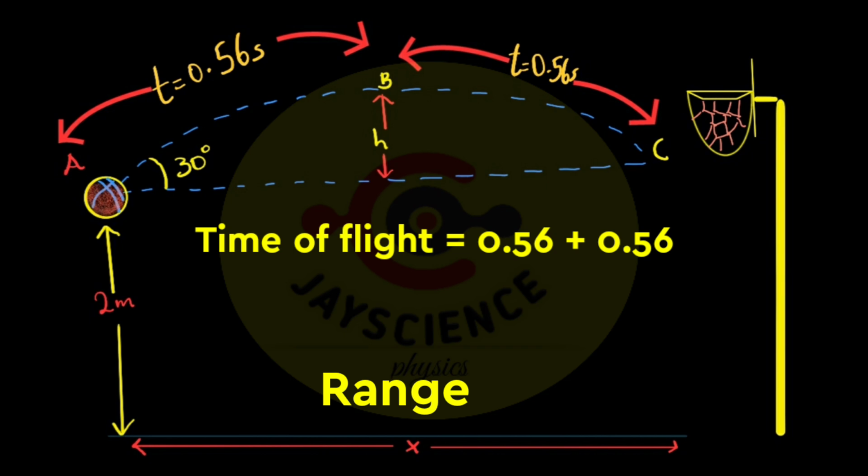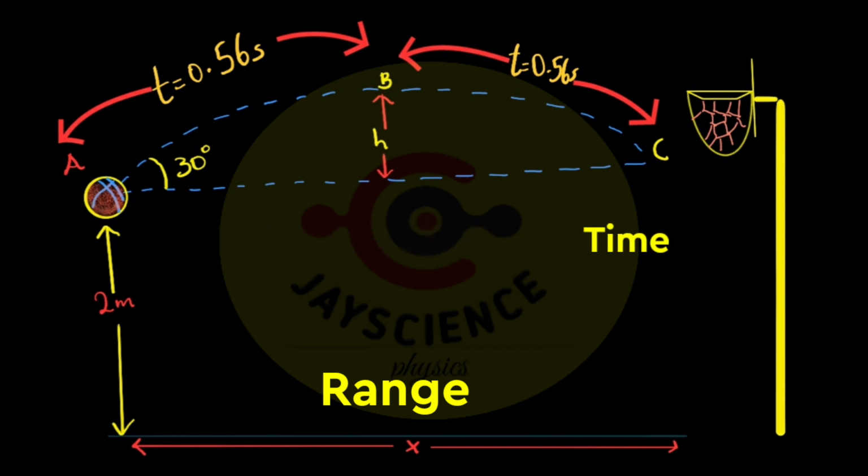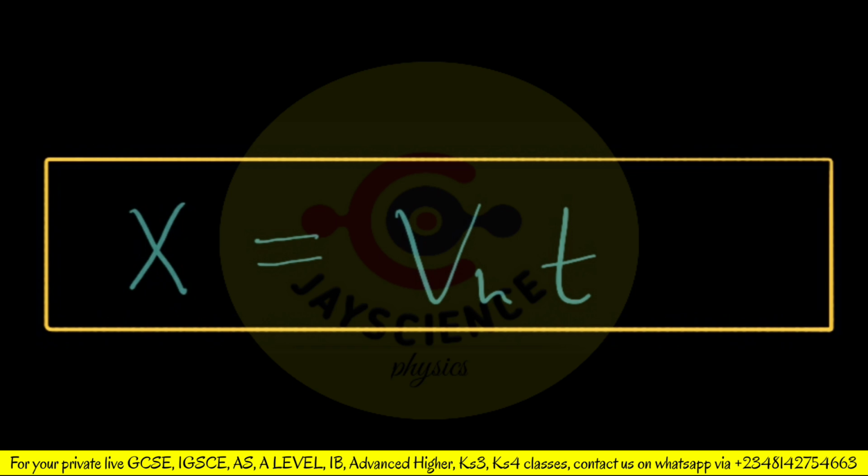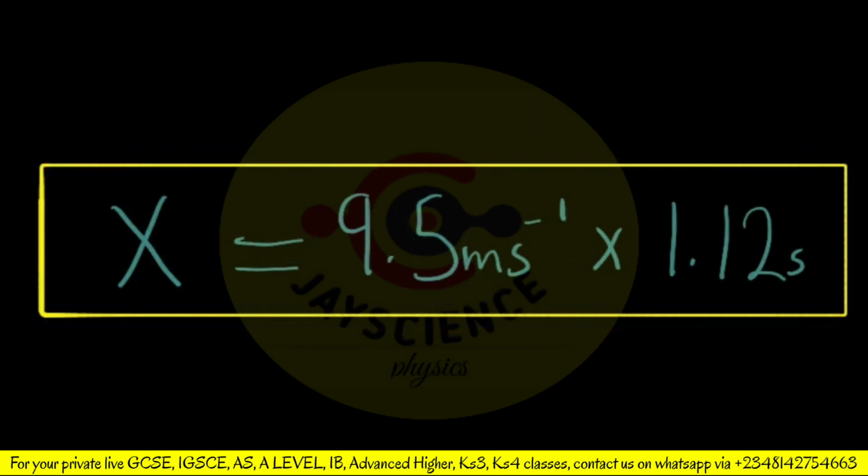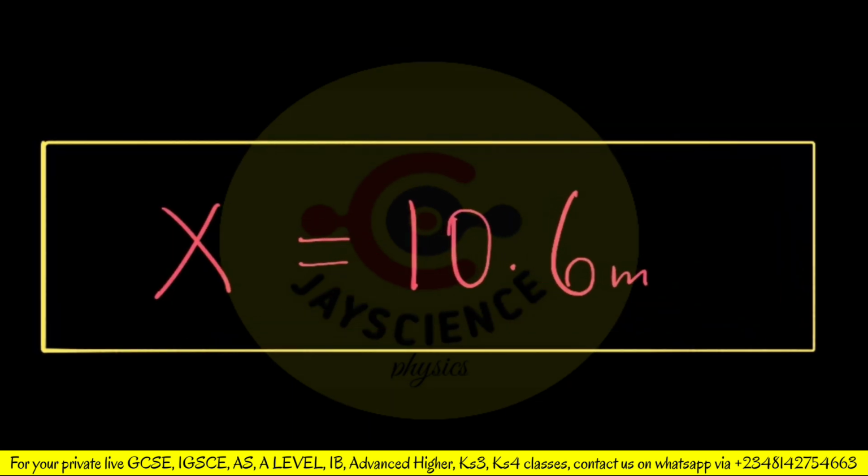2 times 0.56 gives you 1.12, and use the velocity equation, which is distance equals velocity times time. Distance, that's what we're looking for. Velocity is 9.5, time is 1.12. That gives you 10.6.